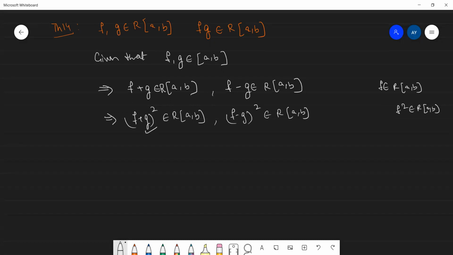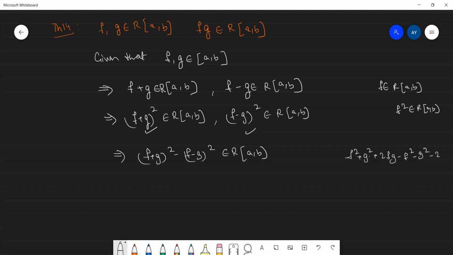If this belongs to the Riemann integral and this belongs to the Riemann integral, then their subtraction, that is (f plus g) whole square minus (f minus g) whole square, also belongs to the Riemann integral of [a, b]. What are (f plus g) whole square and (f minus g) whole square? You will have f square plus g square plus 2fg minus f square minus g square minus 2fg. Sorry, minus into minus is plus. So f square and g square get cancelled. You'll have 4fg. Okay.